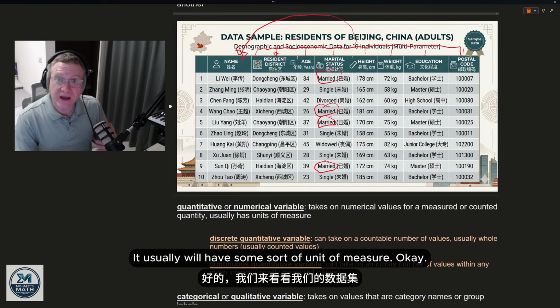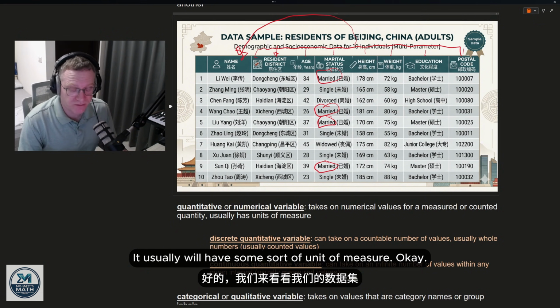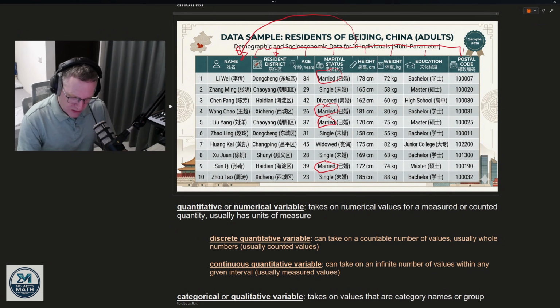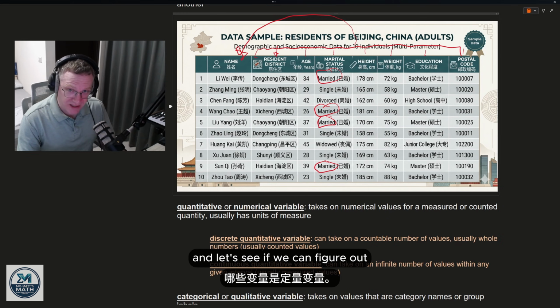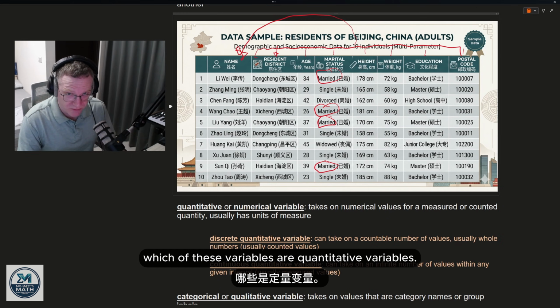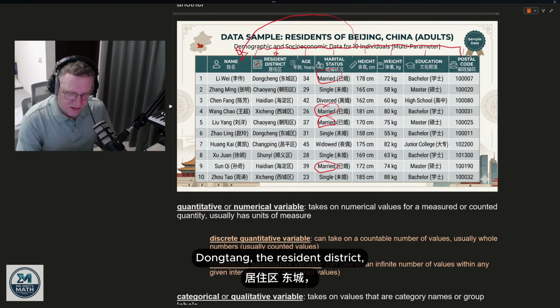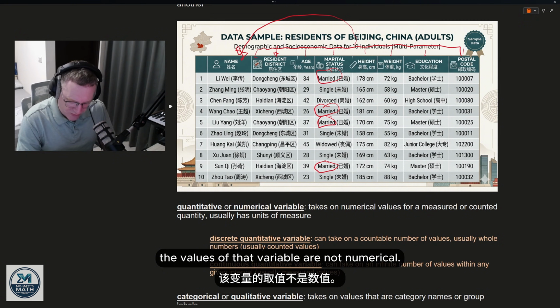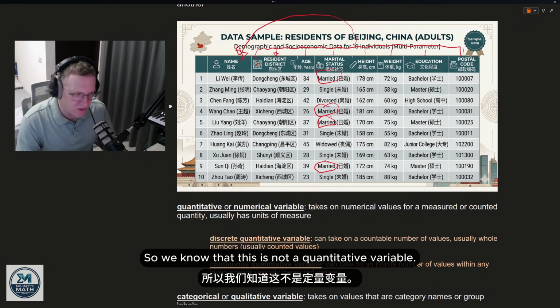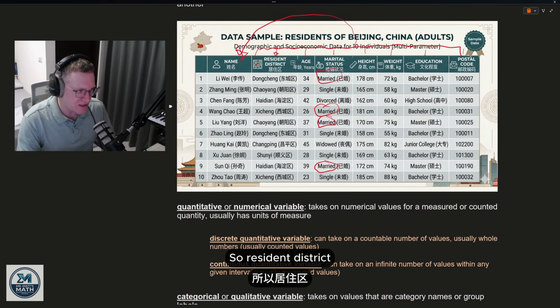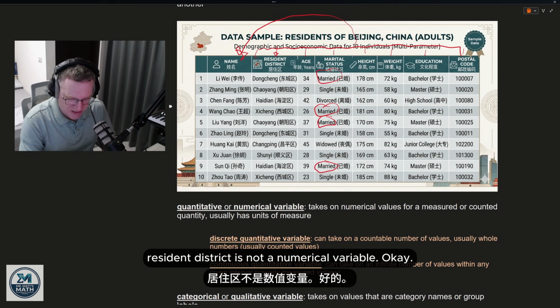It usually will have some sort of unit of measure. Okay? So let's look up at our data set and let's see if we can figure out which of these variables are quantitative variables. Well, Dongcheng, or resident district, the values of that variable are not numerical. So we know that this is not a quantitative variable. So resident district is not a numerical variable.